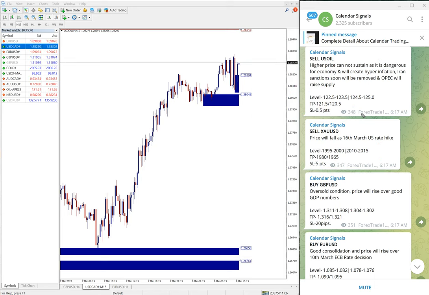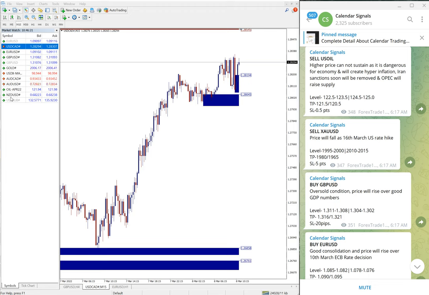And whenever we are giving signal, we also give the reason why we are giving this pair buy or sell. For example, here sell US oil given, also we gave the reason: higher price cannot sustain as it is dangerous for economy and will create hyperinflation. Iran sanctions will soon be removed, and OPEC will raise the supply. So based on this reason, we have given sell US oil. Likewise, each and every signal you will find the reason also mentioned along with the levels, target and stop loss.